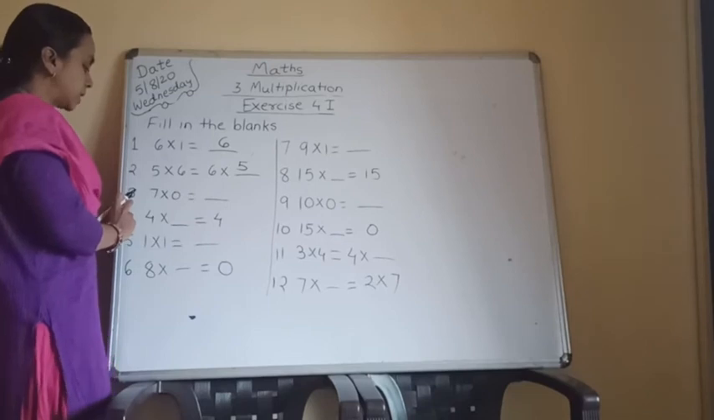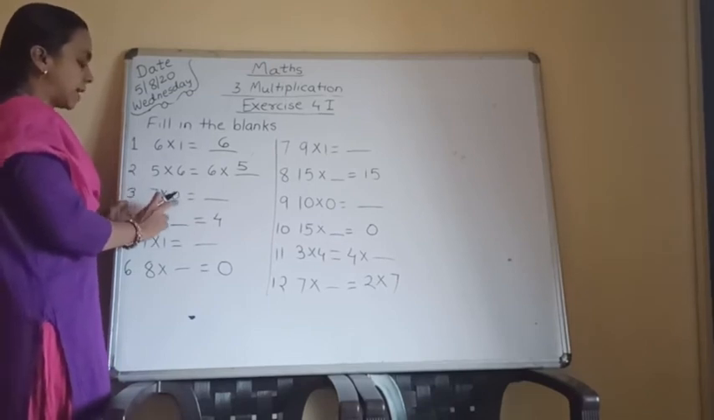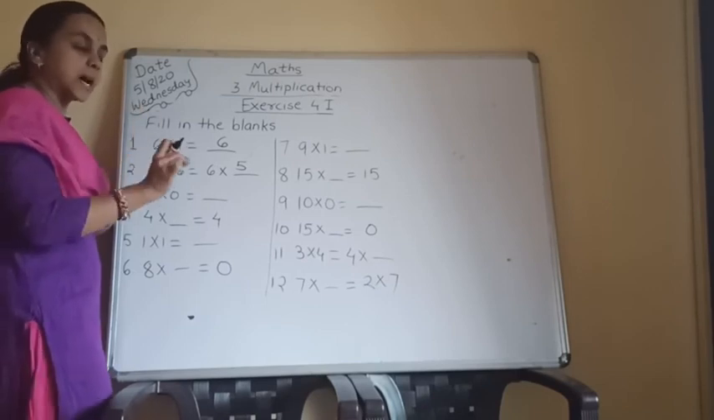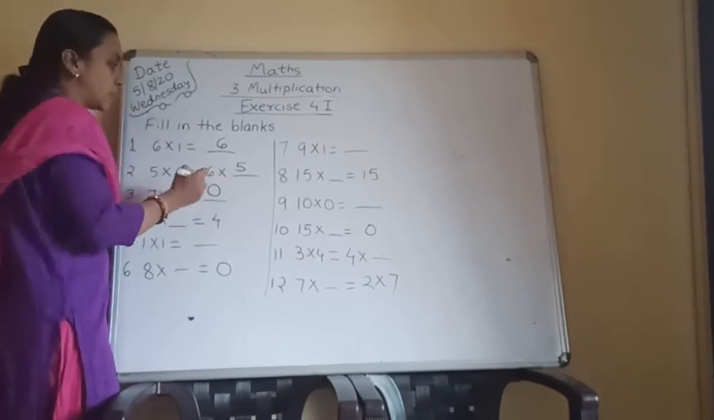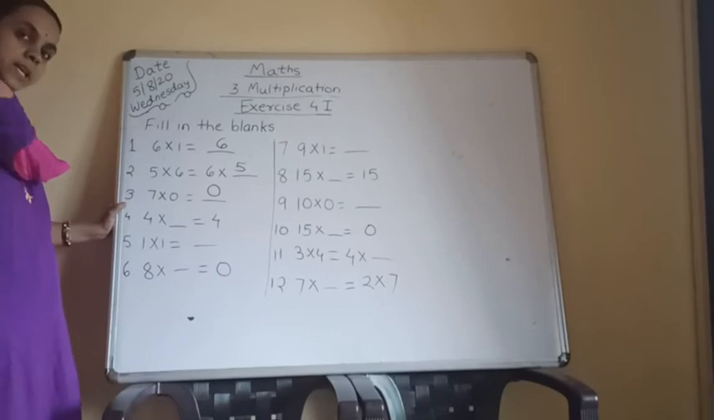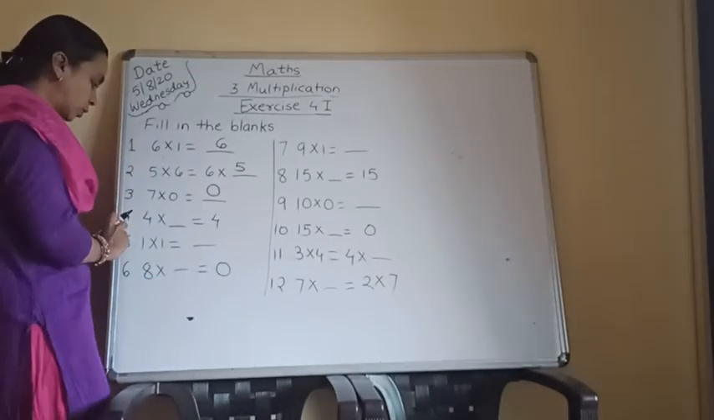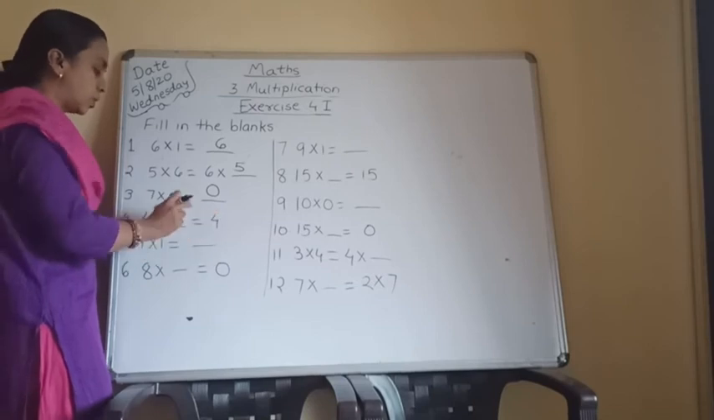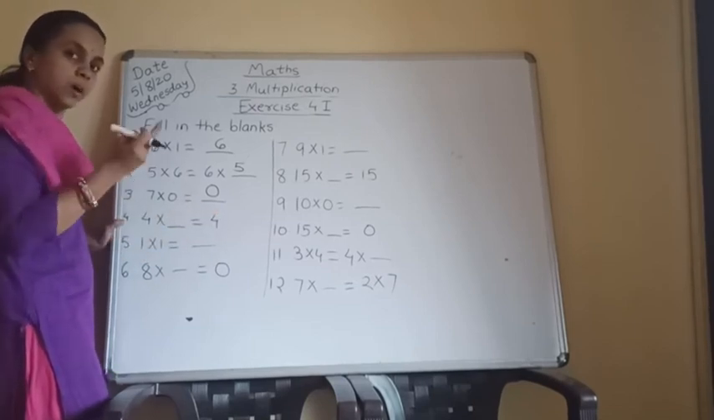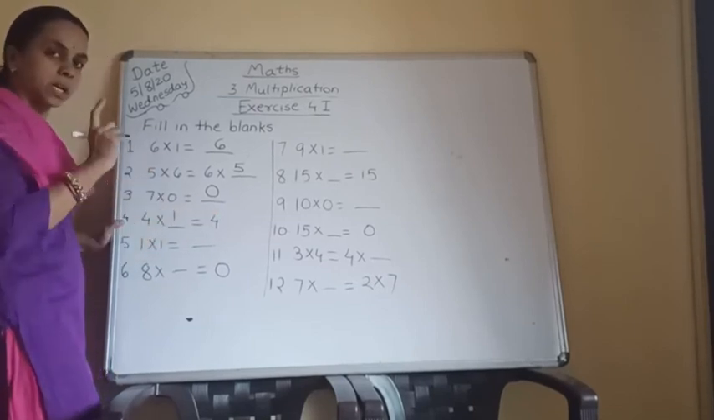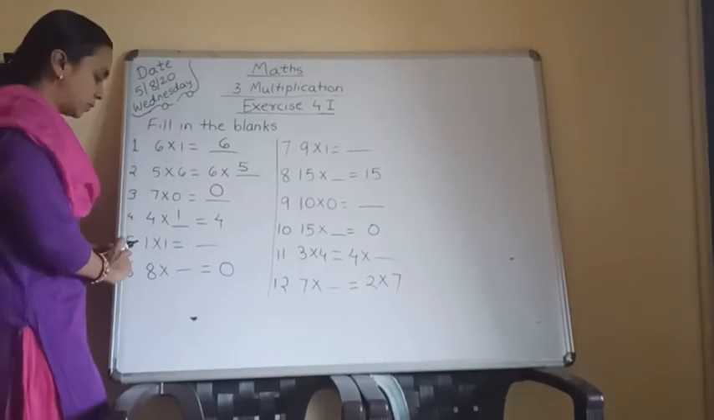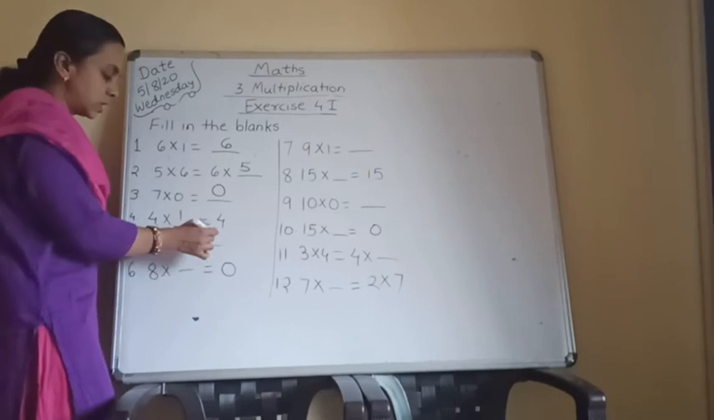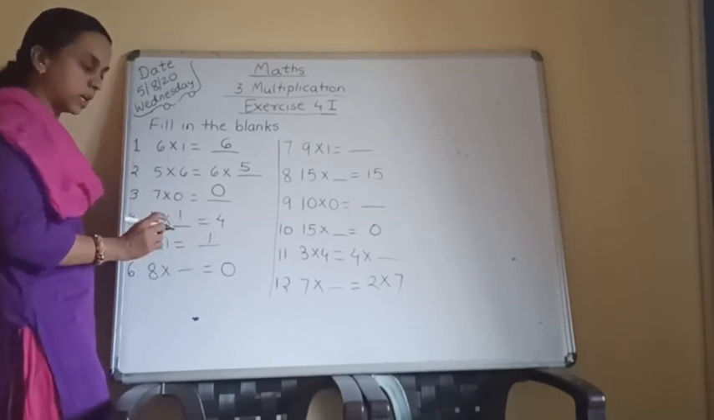Okay. Now see third question. 7 multiplied by 0. Any number multiplied by 0, answer is 0. Every time you remember this thing. Okay. Now see fourth question. 4 multiplied by dash equal to 4. So 4 1s are 4. So we have to write here 1. Now see fifth question. 1 multiplied by 1 equal to how much? 1. So write down here 1.